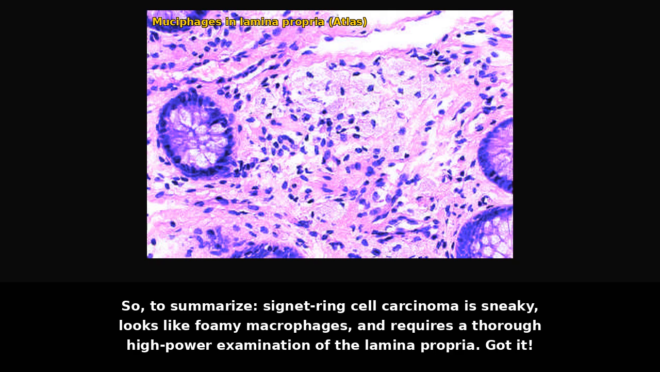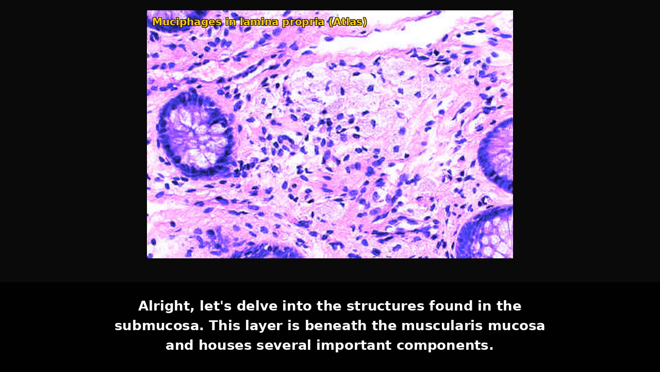So to summarize, signet ring cell carcinoma is sneaky, looks like foamy macrophages, and requires a thorough high-power examination of the lamina propria. Got it. All right, let's delve into the structures found in the submucosa.